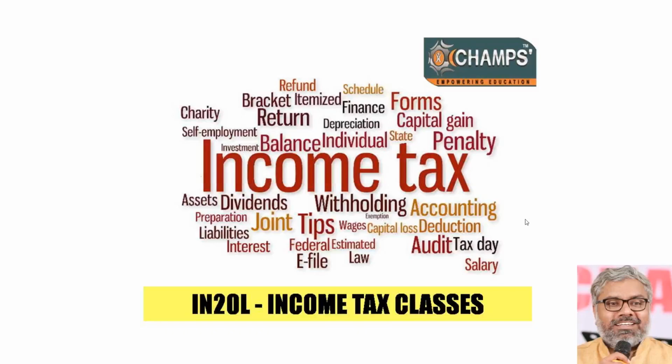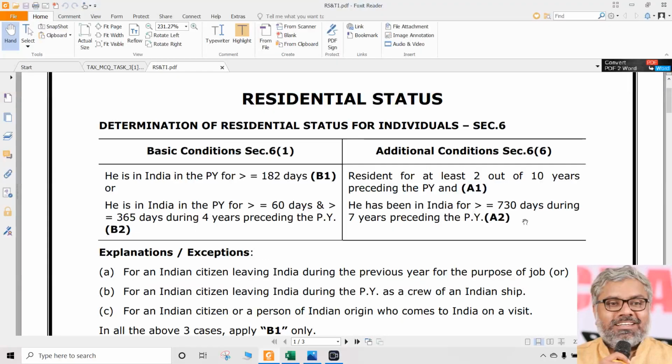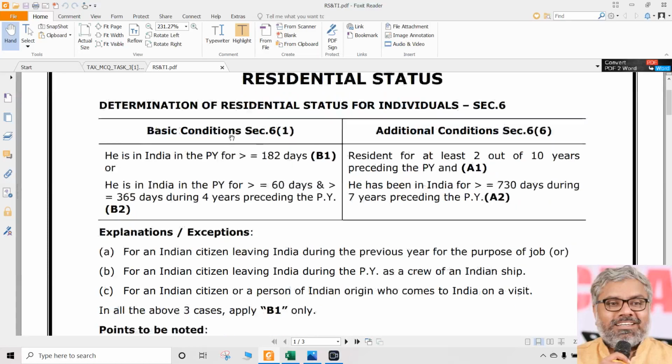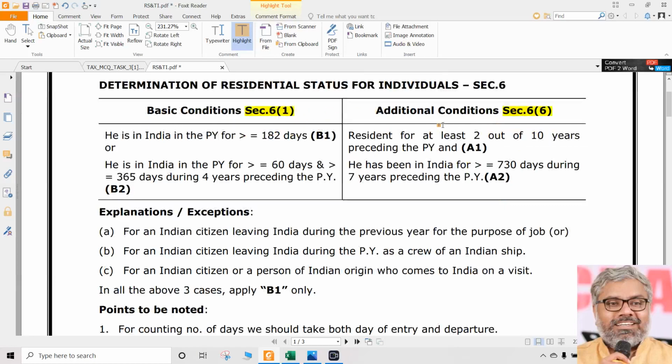In the earlier sessions, we discussed various provisions in relation to residential status and tax incidence. Let us quickly recapitulate the core provisions of this chapter before we move on to solving some of the problems. Basically, the determination of residential status of individuals is contained in section 6, with section 6(1) talking about the basic conditions, and section 6(6) talking about additional conditions. These two sections you can remember easily.